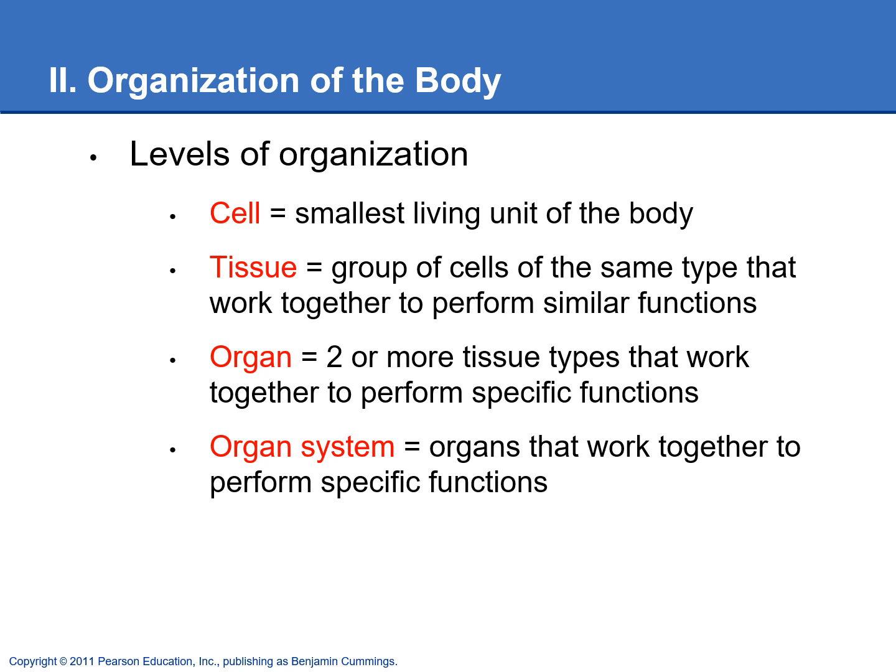And I know that you've had what cells are before. So remember that cells are the smallest living units of the body. And then if you take a group of cells of the same type and put them together, and they're working together to perform similar functions, that's called a tissue. And then if you put two or more tissue types that are working together to perform a specific function, that'll form an organ. And then organs that are working together to perform a specific function, that forms an organ system.